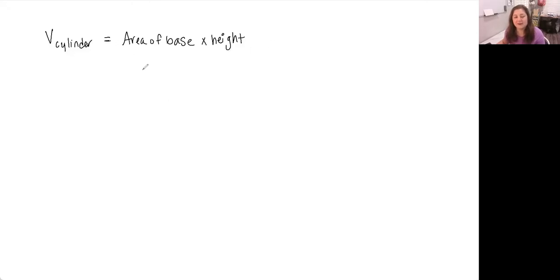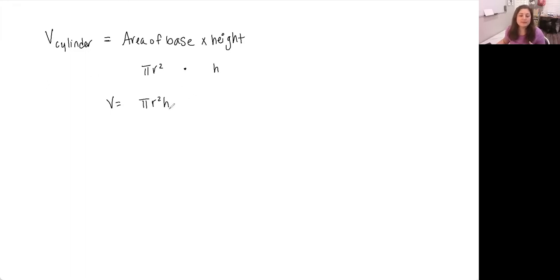The area of the base in our case for a circle is always going to be pi r squared, and the height will always be represented by the letter h. So when we multiply these two together, we could say that the volume of a cylinder is pi r squared h, or any version of that multiplied together. In order to find the volume, you would multiply these three terms.